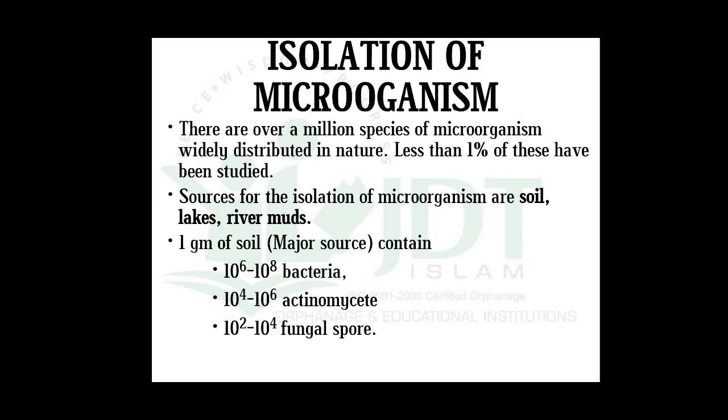Now, for example, if we take 1 gram of soil, which is a major source of microorganisms, it contains 10 raised to 6 to 10 raised to 8 bacteria in 1 gram of soil, and 10 raised to 4 to 10 raised to 6 actinomycetes, and 10 raised to 2 to 10 raised to 4 fungal spores. So that many microorganisms are present in 1 gram of soil. So it is a major source of microorganisms.